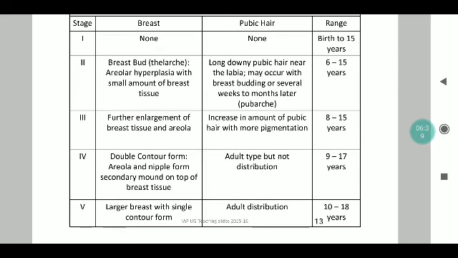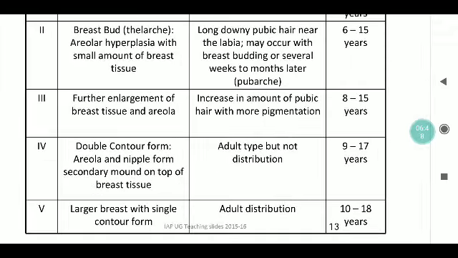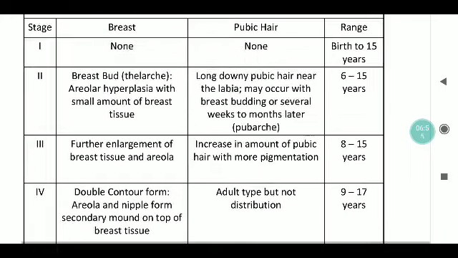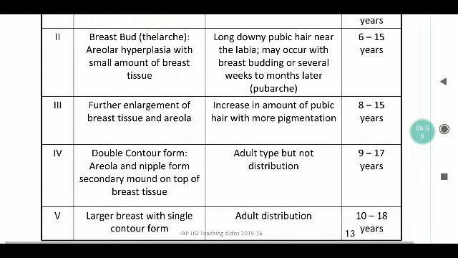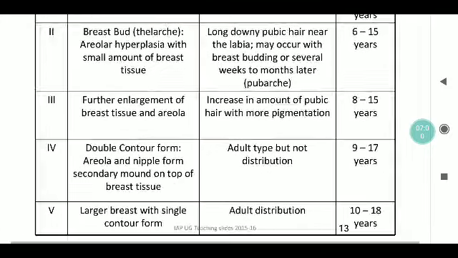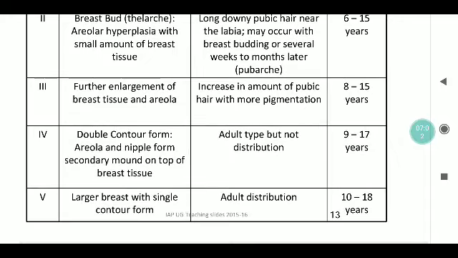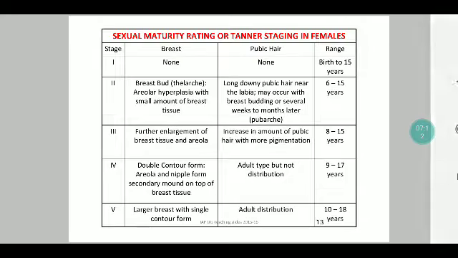Coming to SMR3, the breast changes will be further enlargement as well as a further increase in the amount of pubic hair with further pigmentation between age 8 to 15 years. The double contour formation of the breast with areolar and nipple formation with a secondary mound on top of the breast tissue will be seen in SMR4, and pubic hair would be more or less adult type but not equally distributed, and this is commonly seen between 9 to 17 years of age. Larger adult size distribution of the breast as well as pubic hair is seen between age 10 to 18 years and is the final stage, SMR5.